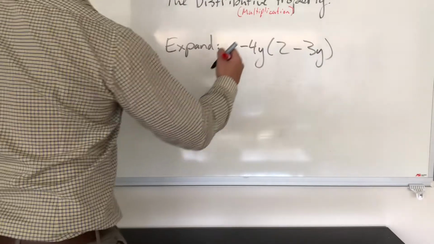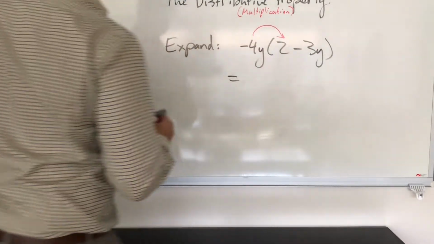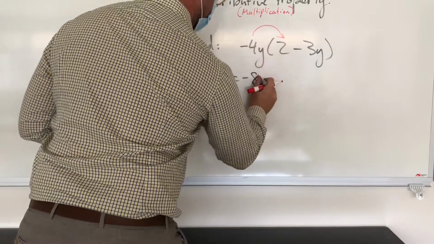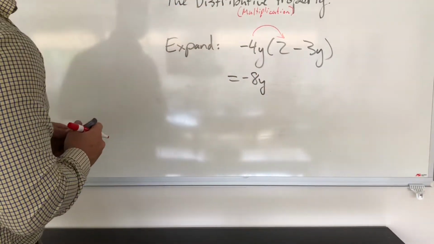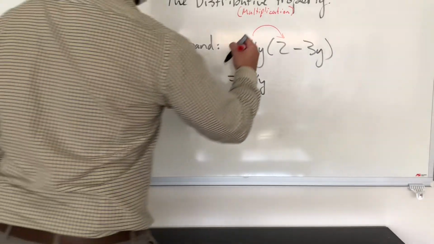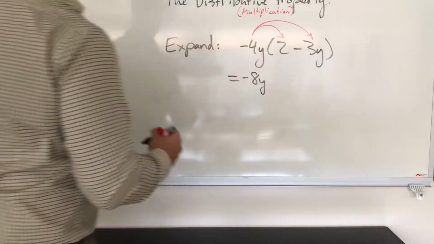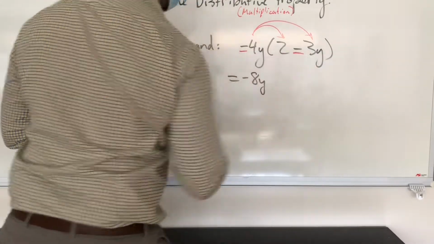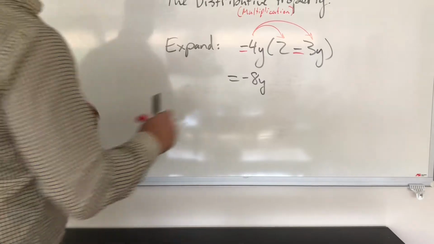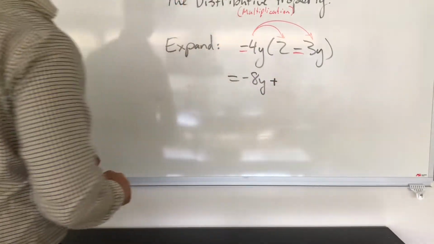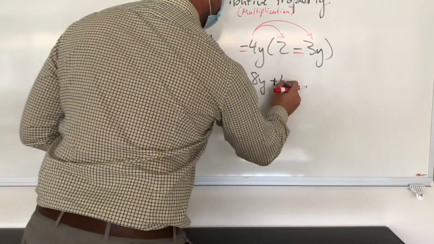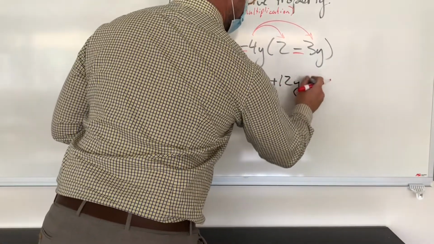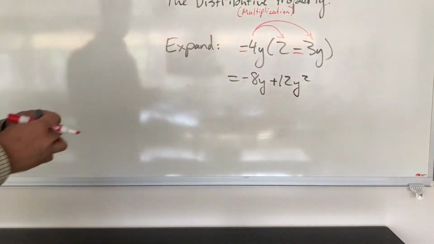For those of you who have unpaused, we'll multiply negative 4 times 2 to get negative 8. And since there's a y there, we'll continue with our y. So negative 4y times 2 is negative 8y. Then we'll multiply negative 4y times negative 3y. Here, the negatives multiply together, and 2 negatives make a positive result. And 4 times 3 is 12, and then y times y is y squared. And so that ends up being our final answer.